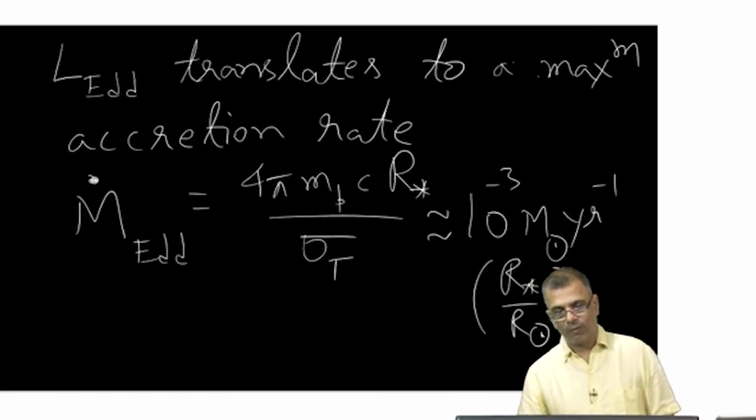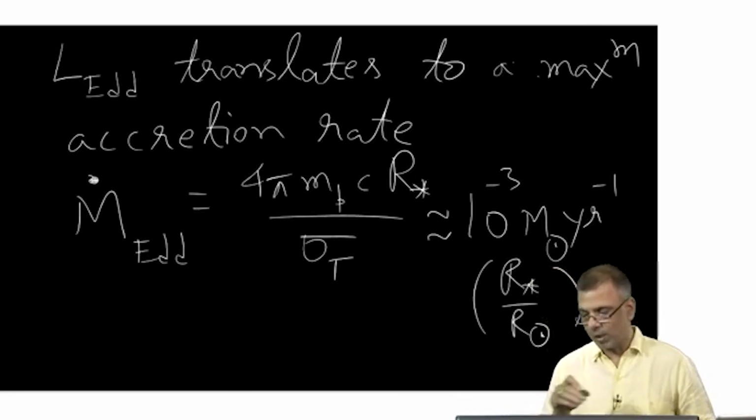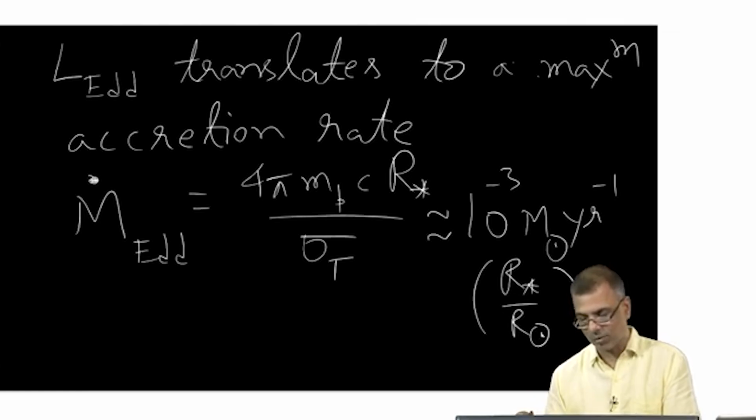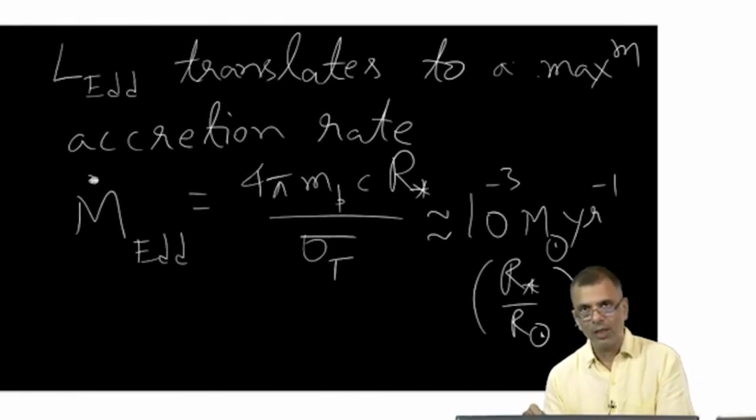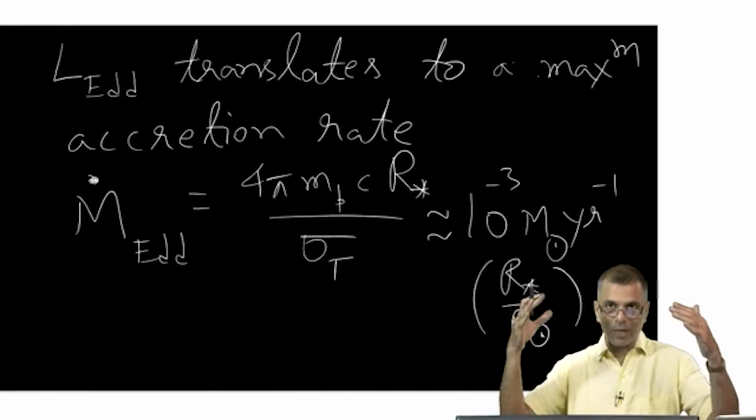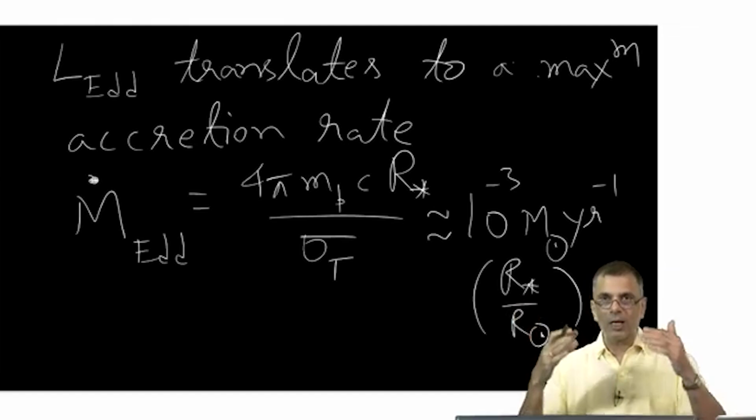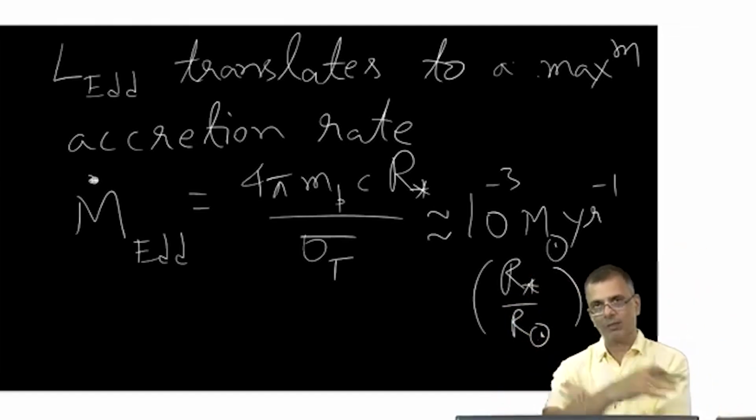What this is saying is that if your object has a radius R star, which is something like 1 solar radius, it can at most accrete 10 raised to minus 3 solar masses per year. That is all it can accrete. If it accretes anything more than this, it will be blown off. The matter cannot settle down on the surface. The matter will be blown off by radiation pressure.